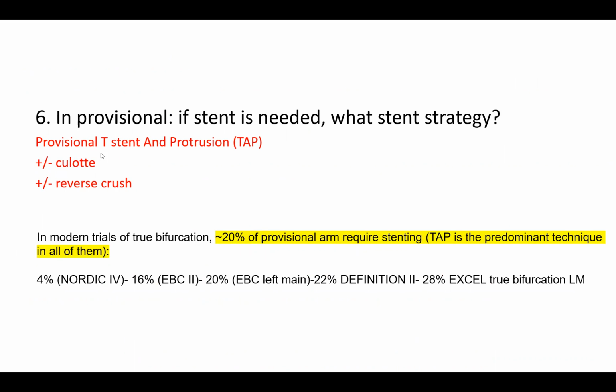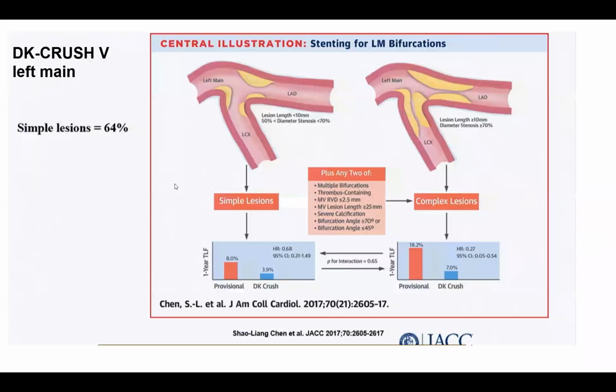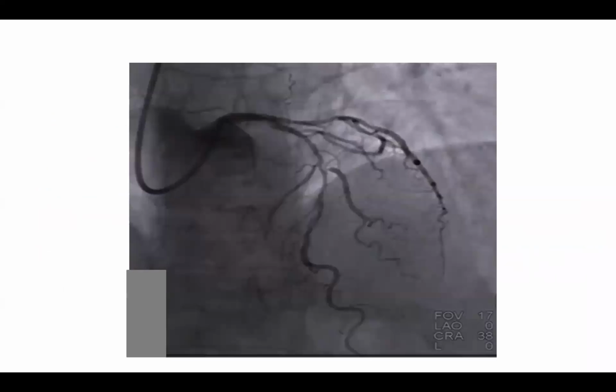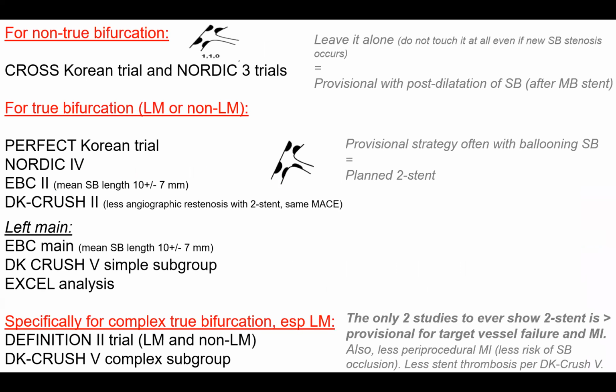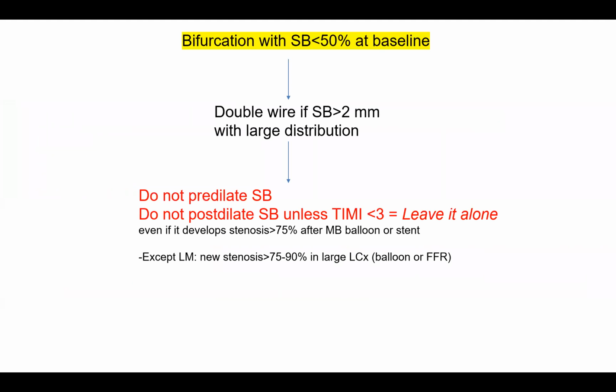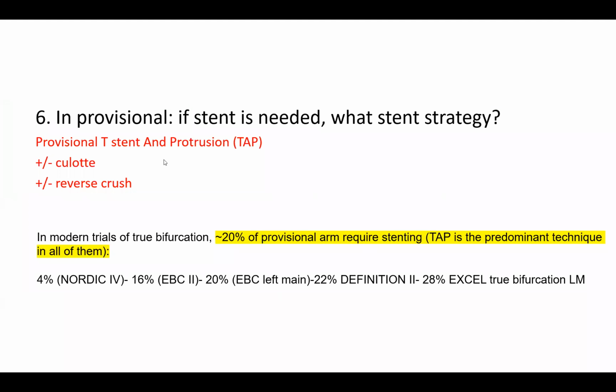Overwhelmingly, in modern trials, it is the T-stent and protrusion, TAP, has been used, and I'll explain that in a little bit. You can use also culotte and reverse crush, but overwhelmingly, it should be that based on all those provisional trials. All of them, here the list, all of them used TAP as the approach in provisional stenting. So those who recommend reverse crush, I don't know if their approach is based on evidence, okay?